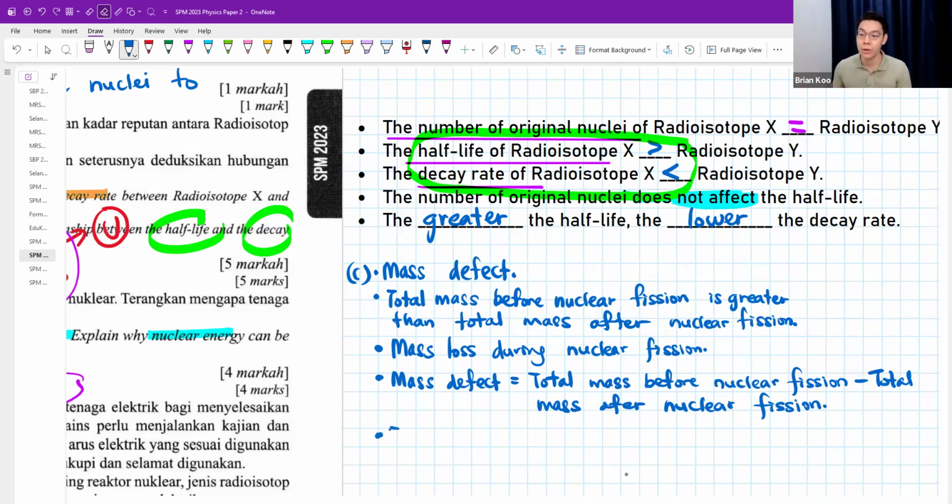You know what? You will also get a mark if you write E equals mc squared to show how mass defect relates to energy. Okay, maybe I add one more and say mass defect converts to a large amount of nuclear energy.